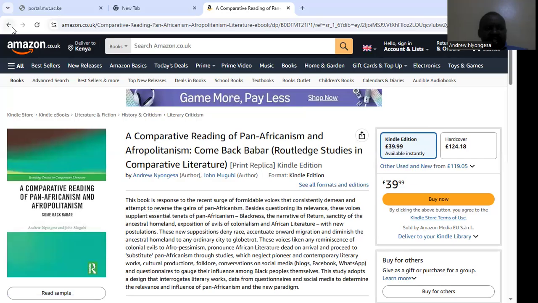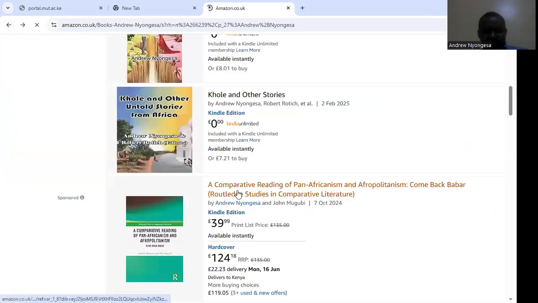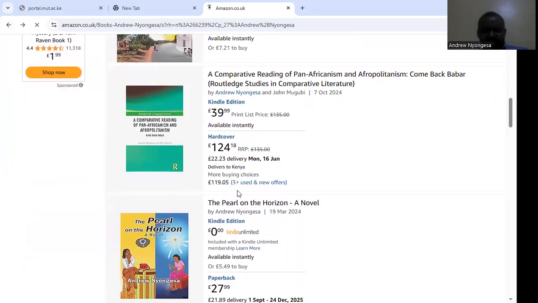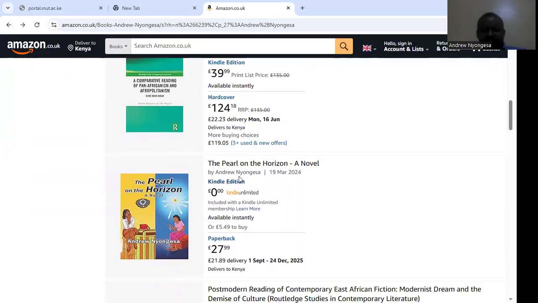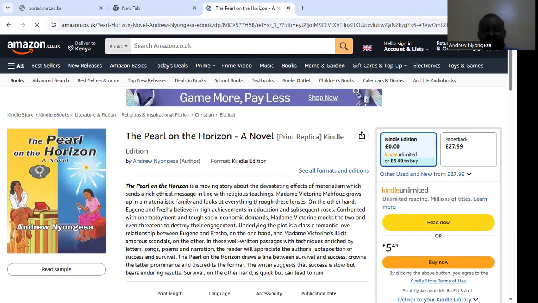And then the next book on the queue is The Pearl on the Horizon. I think I talked about The Pearl on the Horizon. The Pearl on the Horizon is a sequel of Bliss Abyss. It's the continuation of Bliss Abyss. Bliss Abyss is about Eugene and Fresher in college. The Pearl on the Horizon is about Eugene and Fresher after university or after college.